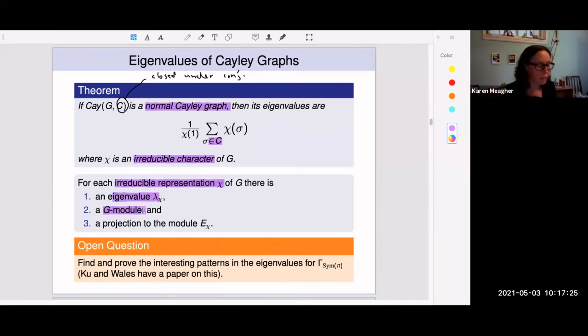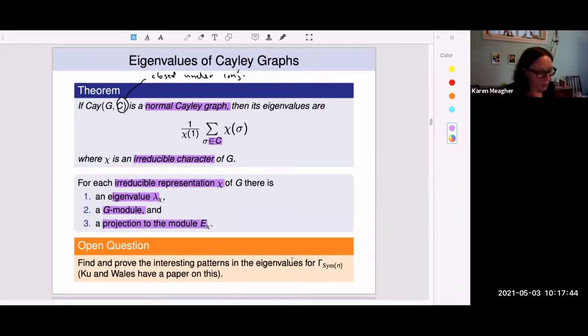There's a corresponding G-module, which I think of as the eigenspace, but that's not quite right, because you could have two different irreducible representations giving you the same eigenvalue, and the two modules together would be the whole eigenspace. And we also have a projection to the module.